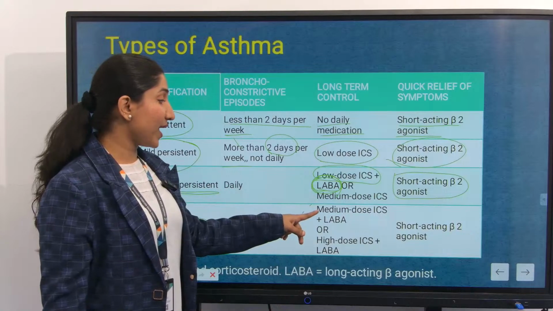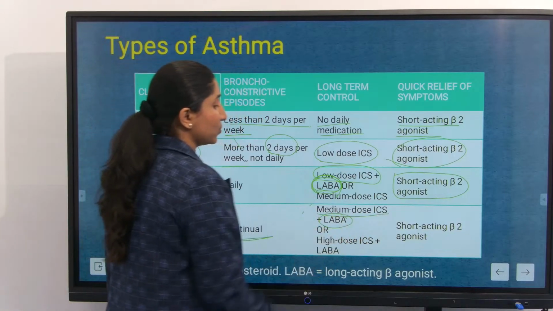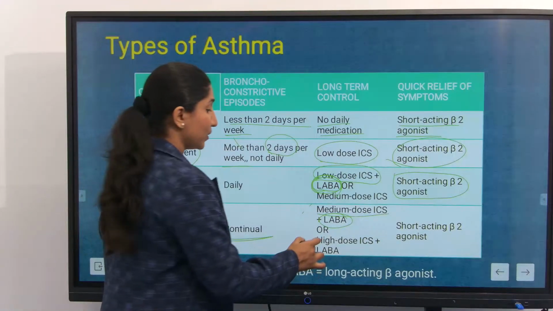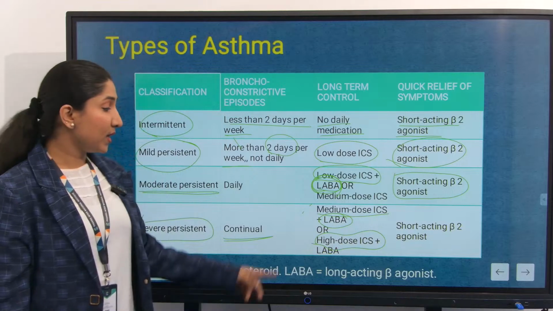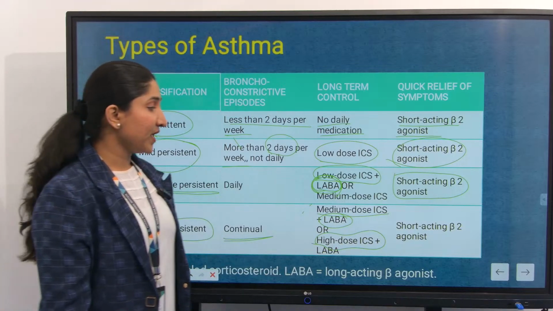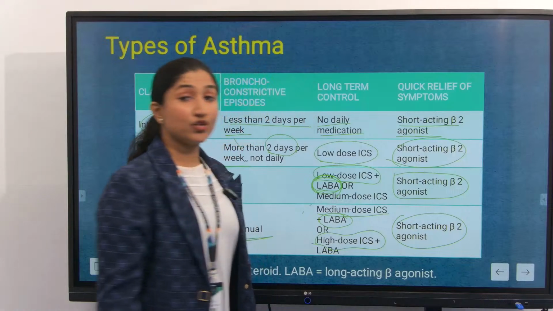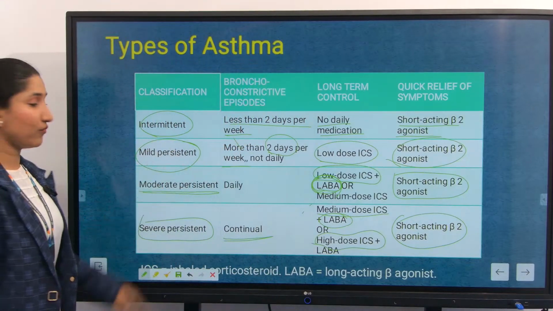So you will have to add, along with a medium dose of inhaled corticosteroids, a dose of long-acting beta agonist as well. Or you can also step up to a higher dose of inhaled corticosteroids with long-acting beta agonist. And again, for short relief or quick relief of symptoms, you would use a short-acting beta-2 agonist. Okay, so that is the types of asthma.